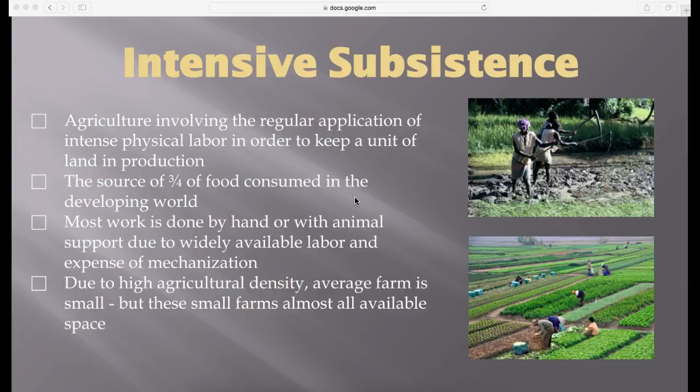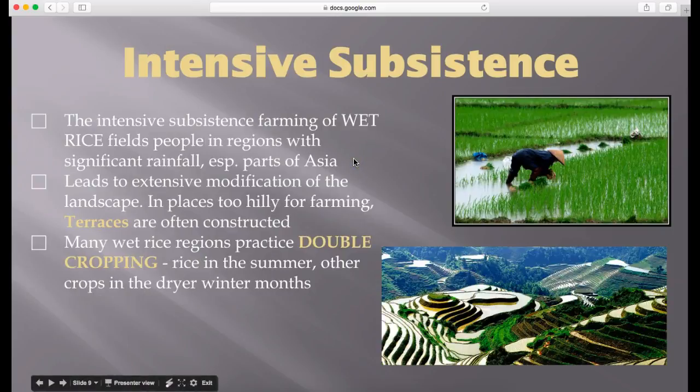So if you cannot afford the machinery, this is the agriculture you're doing in a lot of the world. Keep in mind, due to high agricultural density, the average farm is small, but they farm it very intensively, mainly because they do not have enough space there. Moving along here, the next thing we have is intensive subsistence with wet rice.